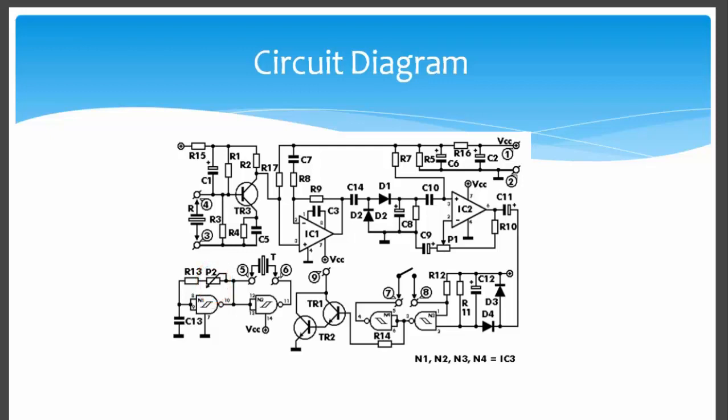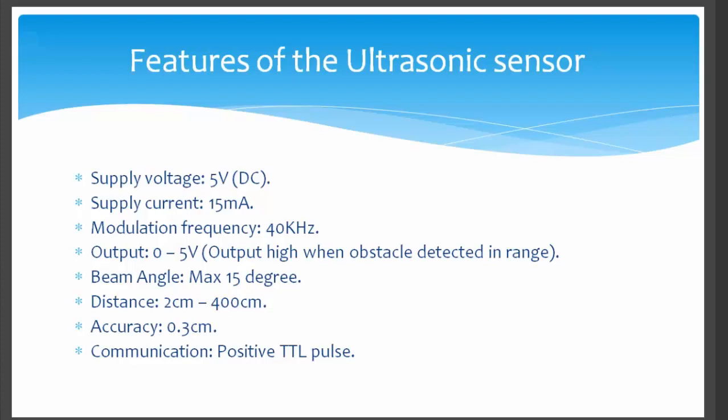The ultrasonic receiver uses a transducer to receive the signals that are reflected back to it, the output of which is amplified by the transistor PR3 and IC1, which is a 741 op-amp. The output of IC1 is taken to the non-inverting input of the IC2, the amplification factor of which is adjusted by means of P1. Now let's see the features of ultrasonic sensor.